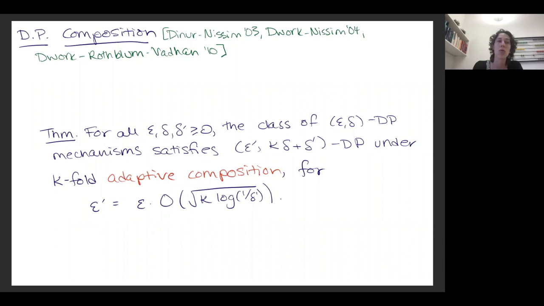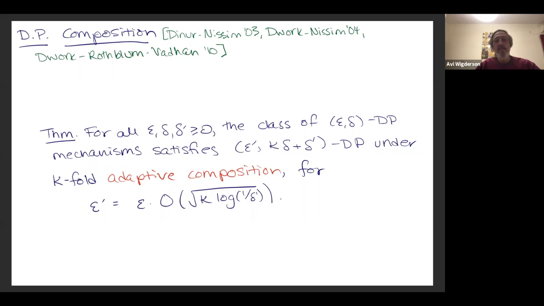So why intuitively are we able to get this sort of sublinear aggregation of harms? Intuitively, what's going on here is that the expected privacy losses are in some sense much better than the worst case privacy losses. And you can do a martingale analysis to get concentration there. Okay, questions so far? And in particular, if delta was zero, then you don't lose anything on the delta side. Only on the epsilon, you lose the square root of K.